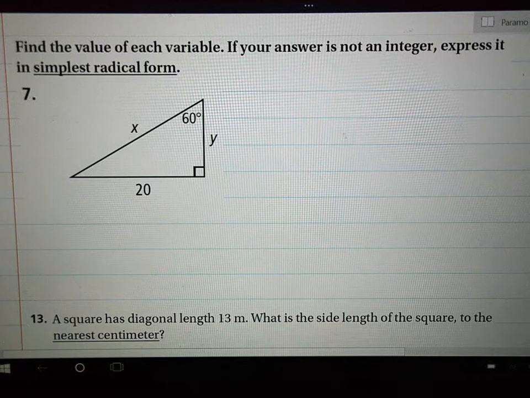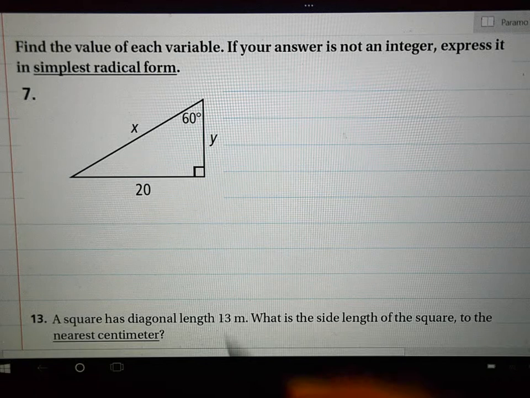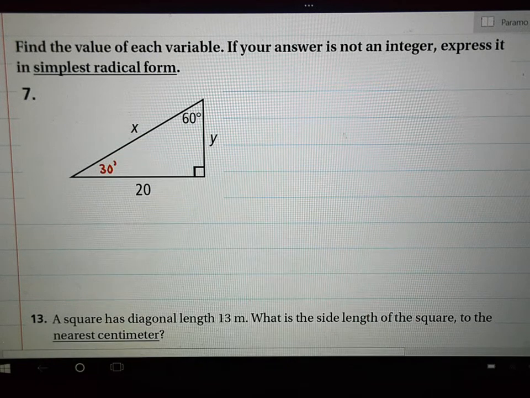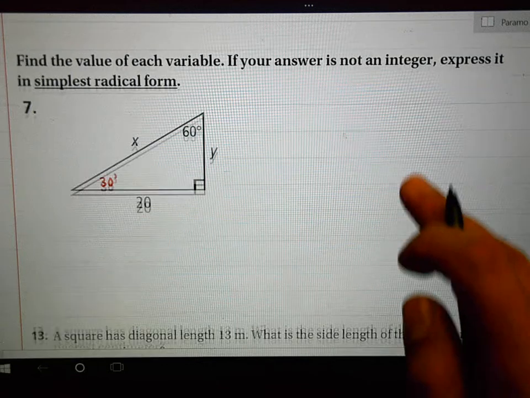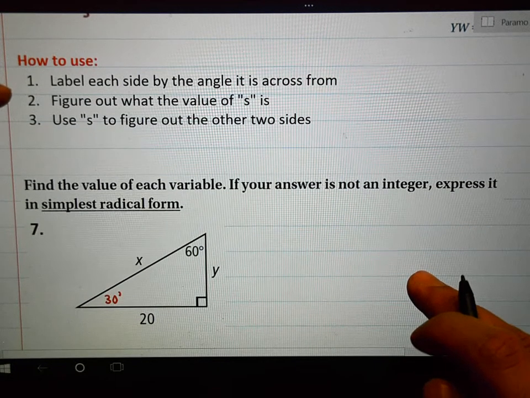Number 7 says, find the value of each variable. If your answer is not an integer, express it in simplest radical form. First thing I do, they only give me 60 degrees. So I'm going to fill in what this angle is. Then I know it's a 30, 60, 90 for sure. And then what I'm going to recommend that you do, just like we have here for number 1, label each side by the angle it is across from.